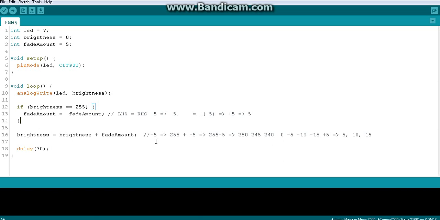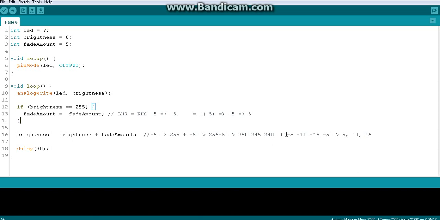Hello everyone. So in the last video we have seen how we can make this minus 5 into plus 5. Okay, so there's a problem. No, there's no problem. If the brightness is 255, yes, this is going to happen, because when the brightness is 255, the value of the fade amount obviously will be plus 5 because it is the increasing direction. So we are changing it into minus 5 so that we can start decreasing.